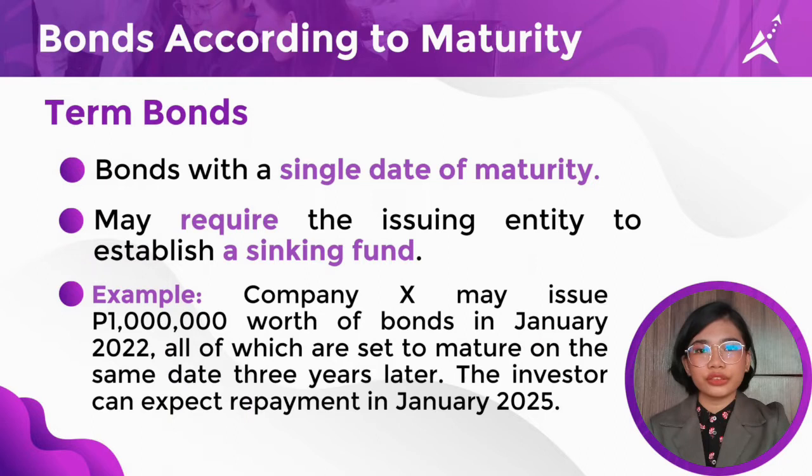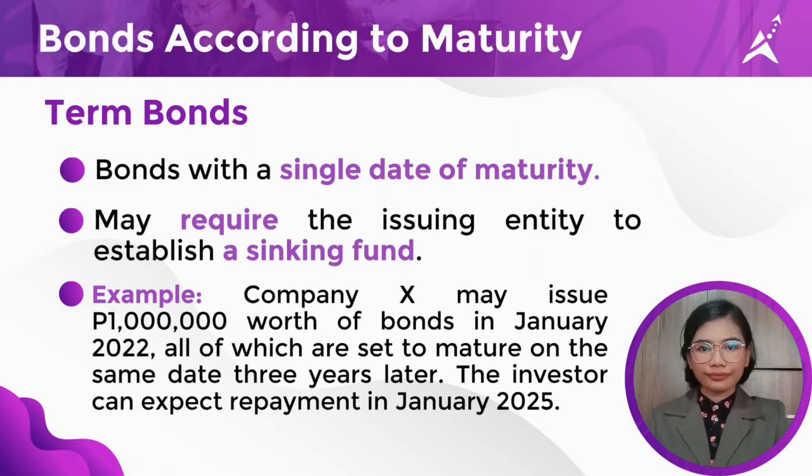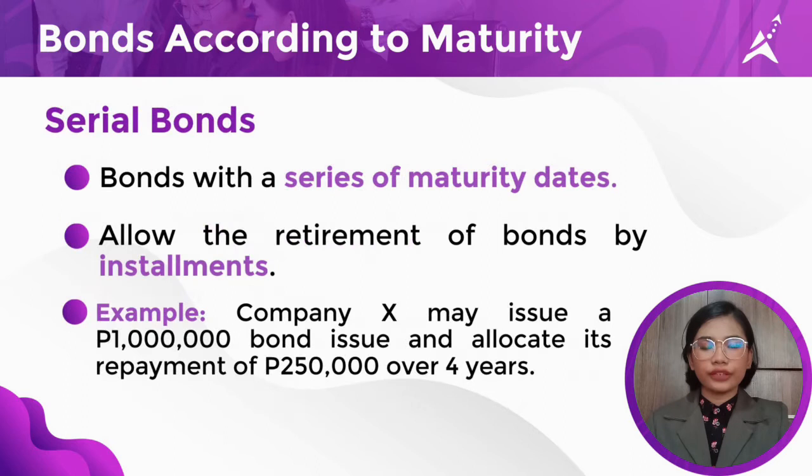To better understand term bonds, we have an example here. So, Company X may issue 1 million pesos worth of bonds in January 2022, all of which are set to mature on the same date 3 years later. Therefore, investor can expect repayment in January 2025. Next is serial bonds. It is a bond with a series of maturity dates.